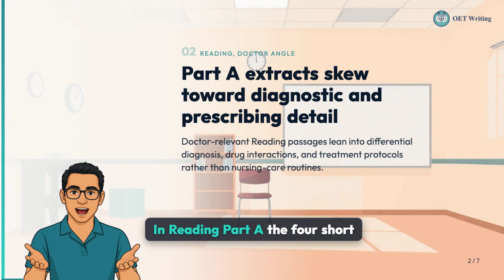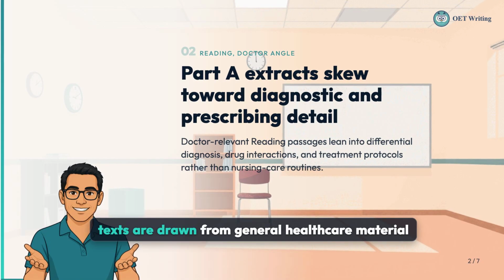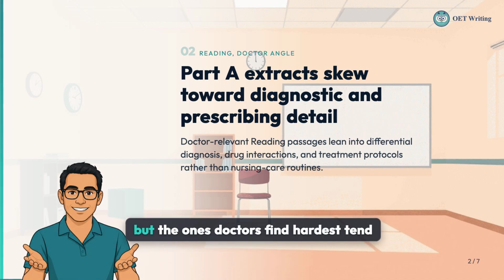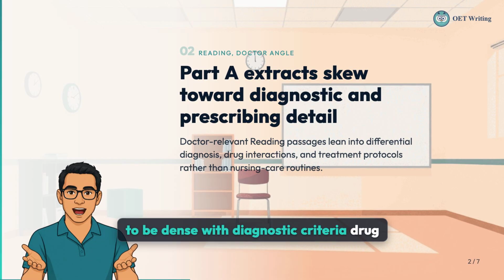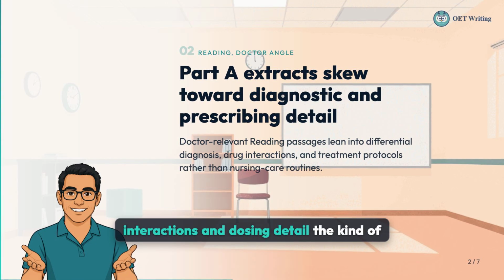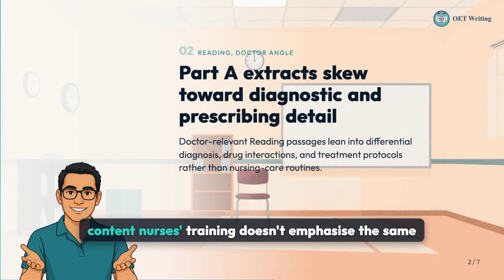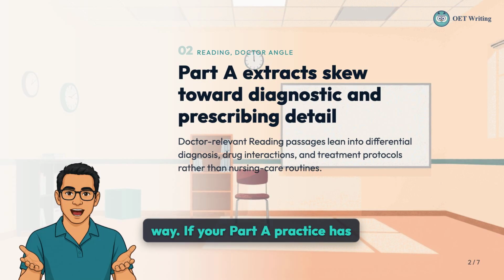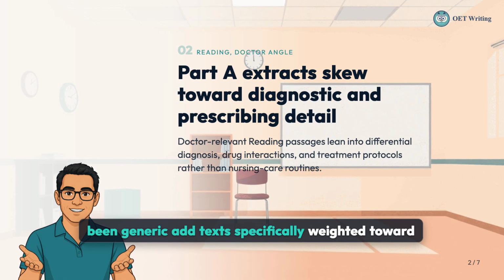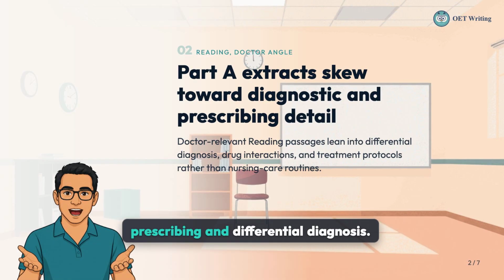In reading Part A, the 4 short texts are drawn from general healthcare material, but the ones doctors find hardest tend to be dense with diagnostic criteria, drug interactions, and dosing detail. The kind of content nurses training doesn't emphasize the same way. If your Part A practice has been generic, add text specifically weighted toward prescribing and differential diagnosis.